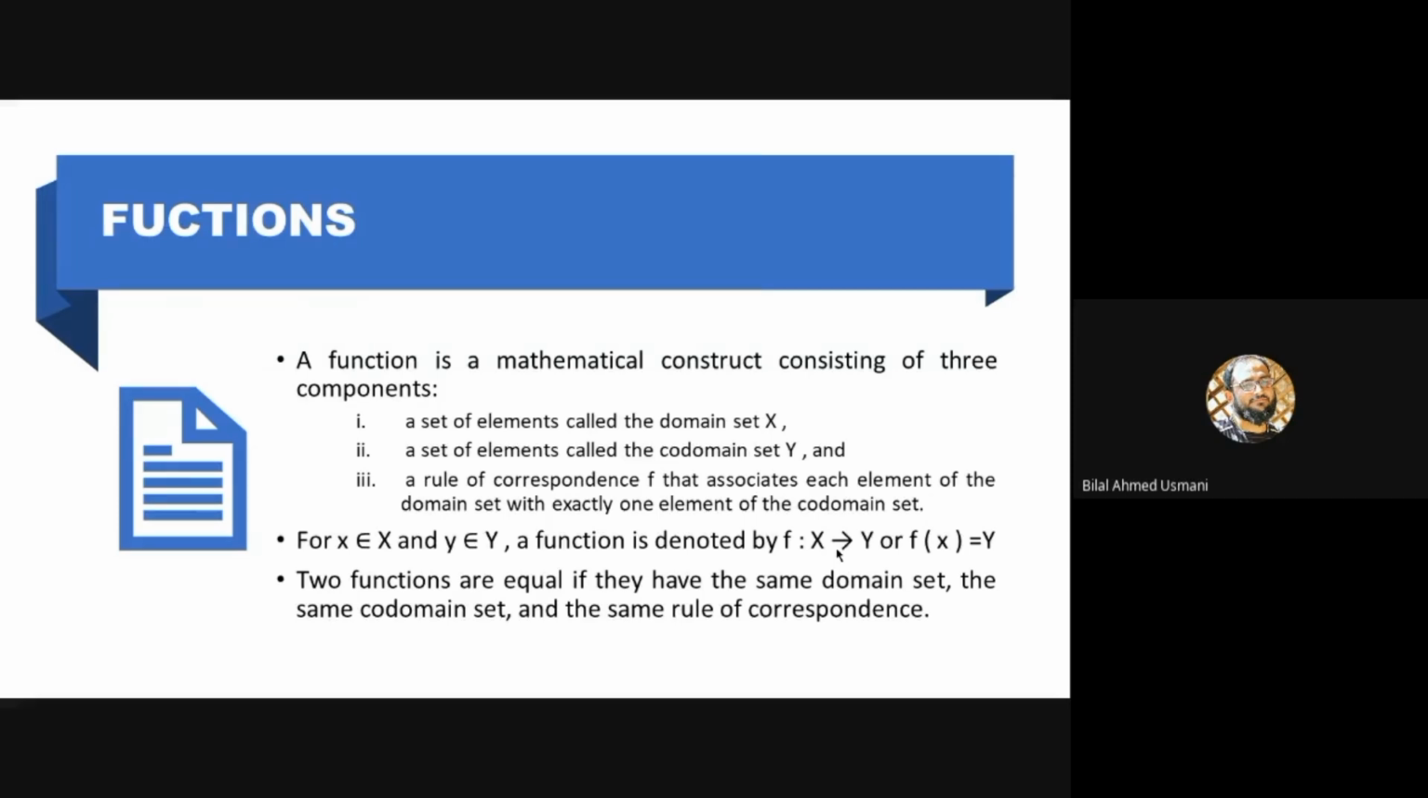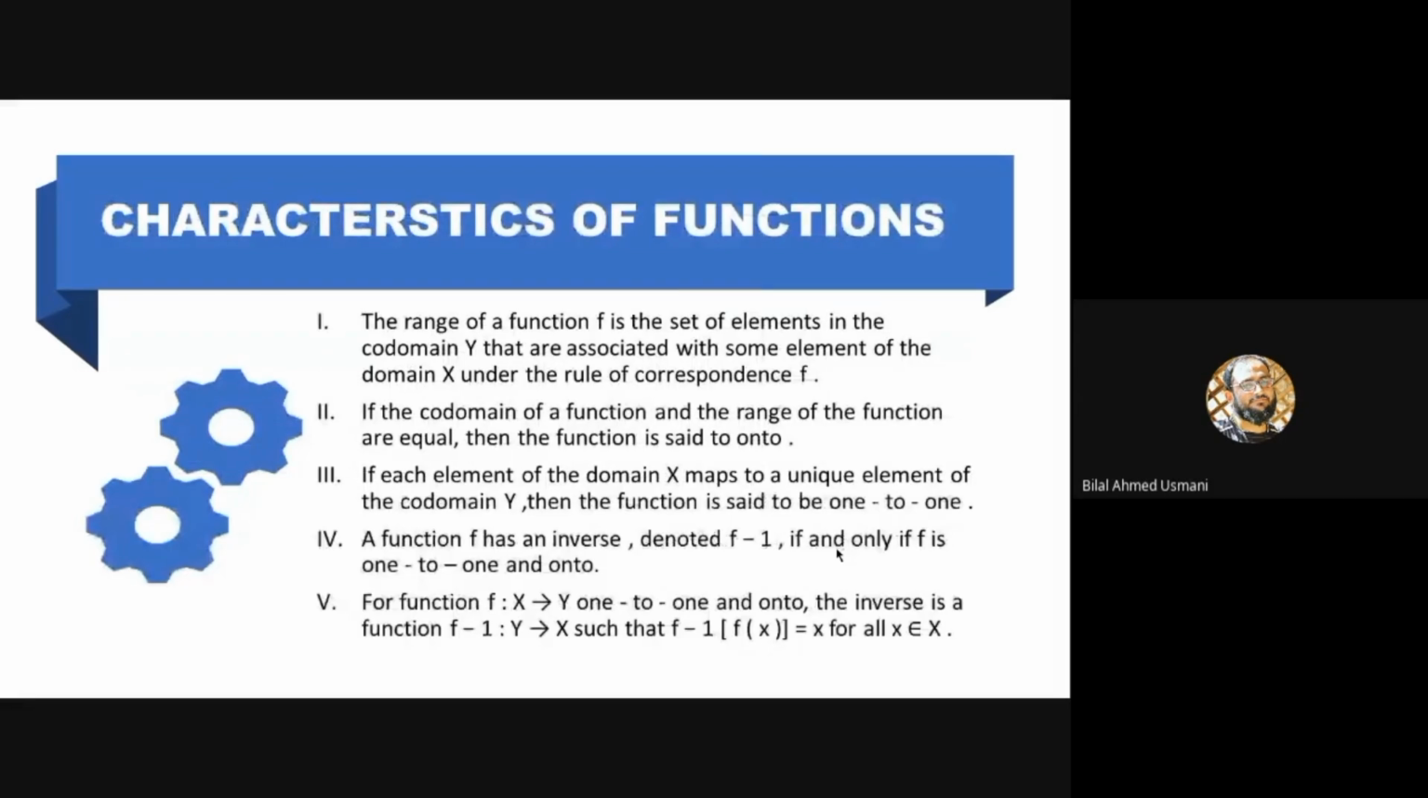If two functions have the same domain set, the same codomain set, and the same rule of correspondence, they would be equal. What are the characteristics of functions? The range of a function f is the set of elements in the codomain Y that are associated with some elements of the domain X under the rule of correspondence. If the codomain of a function and the range of the function are equal, then the function is onto.